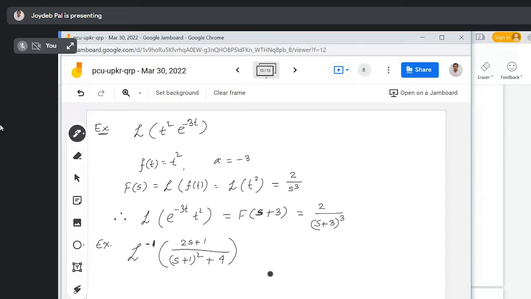Now, since the denominator is in the form of s plus 1 whole square, what I am doing is expressing the numerator also in the form of s plus 1. Okay, how to express the numerator in the form of s plus 1?